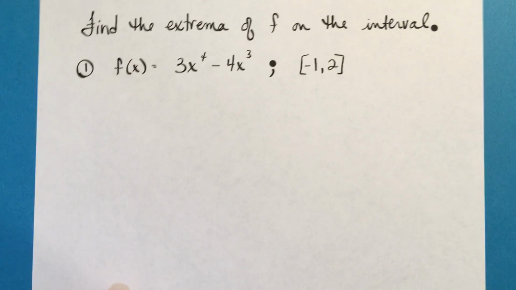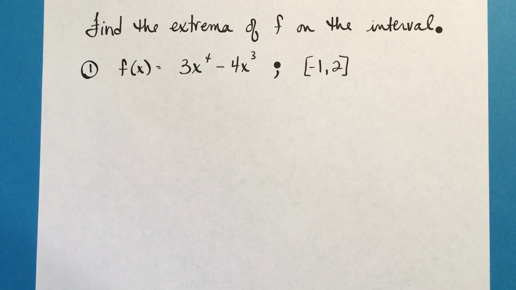Okay, so here's our first one. Our function is 3x to the 4th minus 4x cubed, and the closed interval that we're going to deal with is from -1 to 2. So it's stated that first of all, you've got to find the critical numbers. Going back to the definition of critical numbers, it's where your derivative is equal to 0 or does not exist. So you've got to find your derivative. That would have to be your first step.